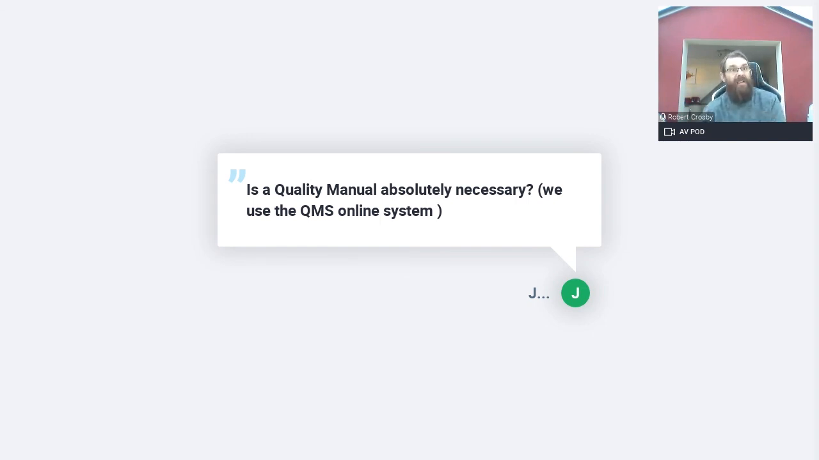And again, it's a lot easier for any external auditor or any manager to follow if they want to look at it. So again, not absolutely necessary, but very, very useful to clarify what your aims and objectives are of the management system and how that complies with the standard. So yeah, hope that answers that one.